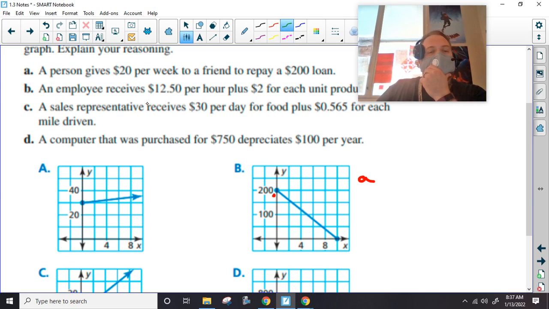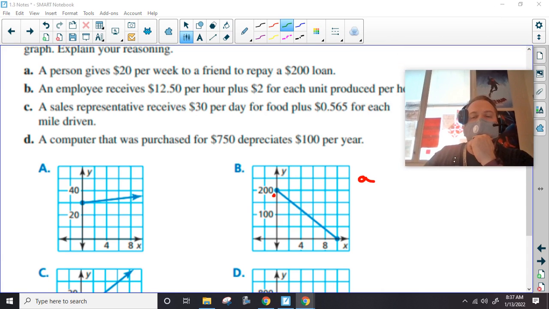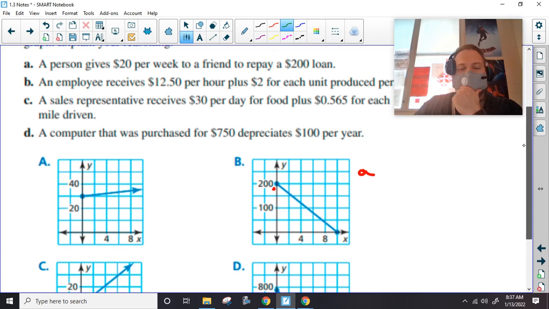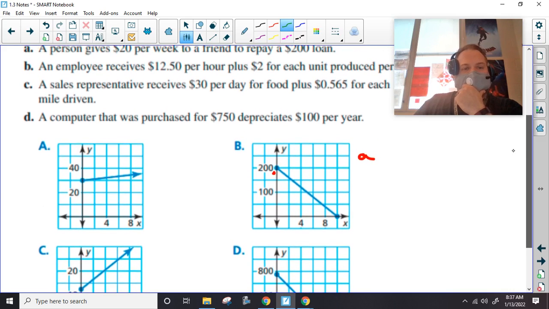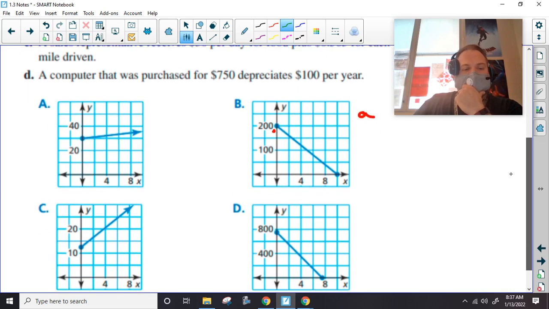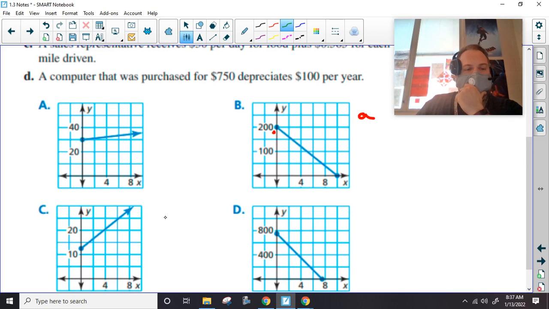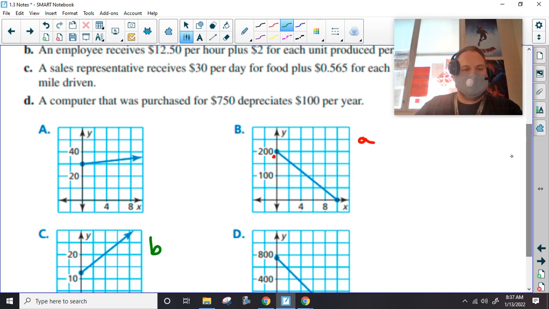All right. Employee receives $12.50 per hour plus $2 per unit produced per hour. Okay. So remember, we only got three left. C. Yeah, this would be C. Little b goes here because that's the only one. It kind of starts right there and goes like this. Okay, so now we're getting to the nitty gritty.